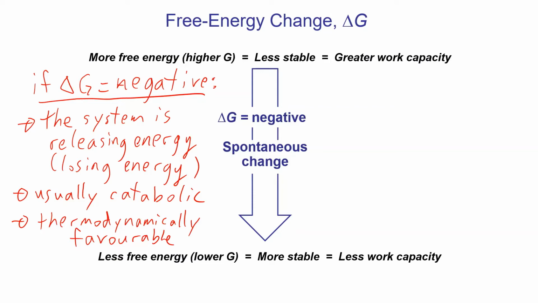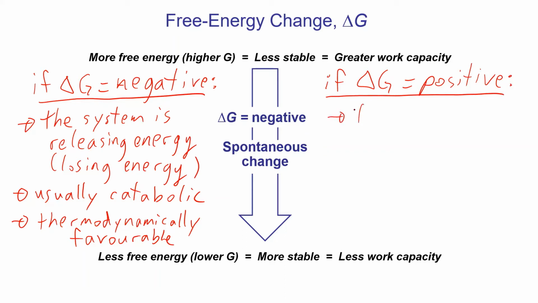So what about on the flip side? What if the delta G is positive? So we can write a note about that. If delta G is positive, okay, so what if delta G is positive? Basically the exact opposite. That means that the system requires energy. So the reaction requires energy in order to proceed.